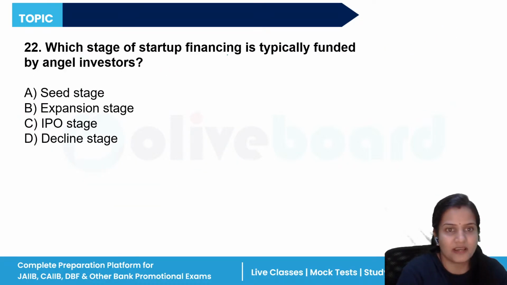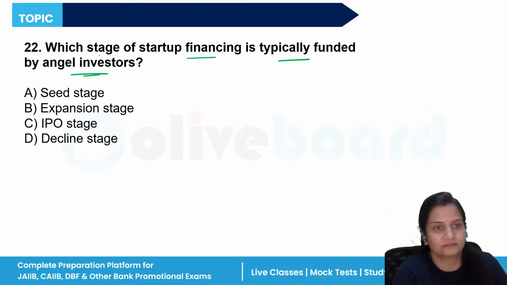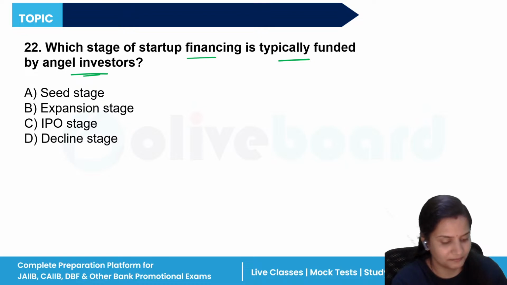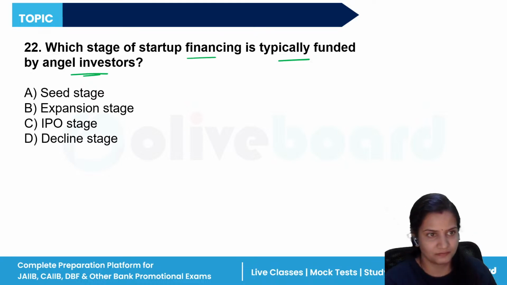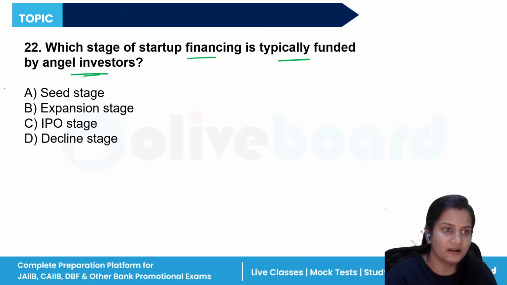Now, which stage of startup financing is typically funded by angel investors? Just now we have done this. It is an early stage business. Early stage business means what? A seed stage. Okay, what is a seed? It is a very early period of becoming a fruit. So relate to this in that manner. The angel investors also invest in a very early stage. So early stage is related to a seed stage.